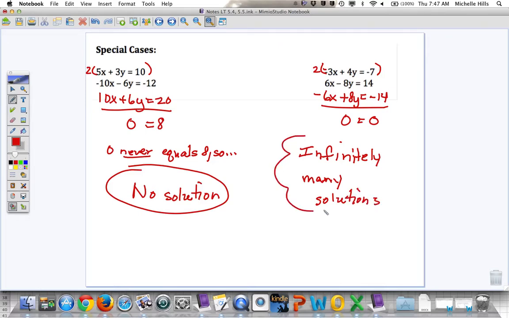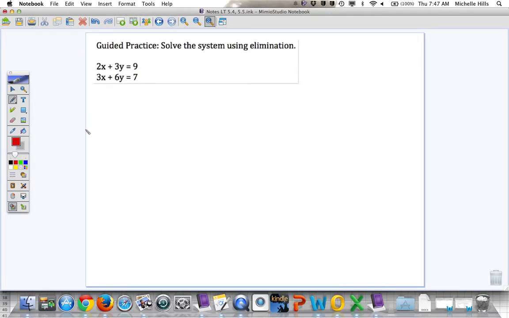Now go ahead and pause this, try the last problem by yourself, and then come back and look at the way I solved it, which might not be the same way you did. We should get the same answer though.